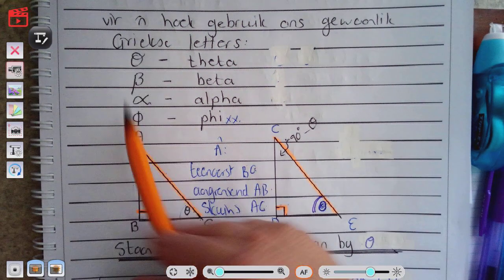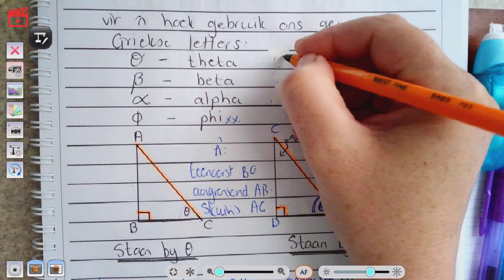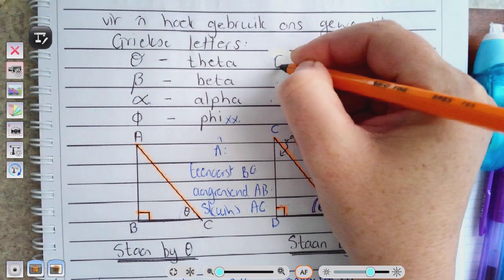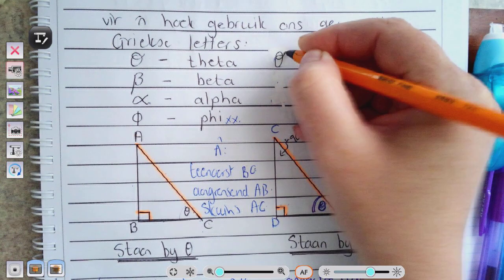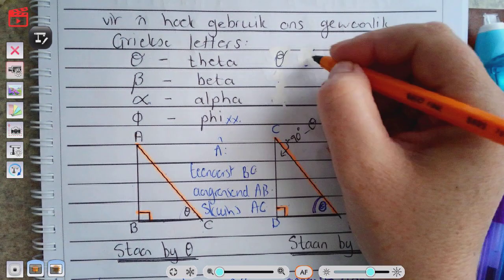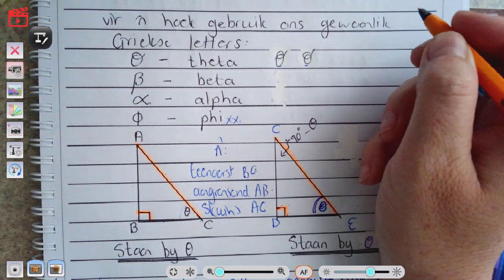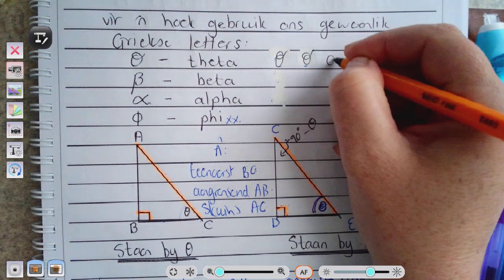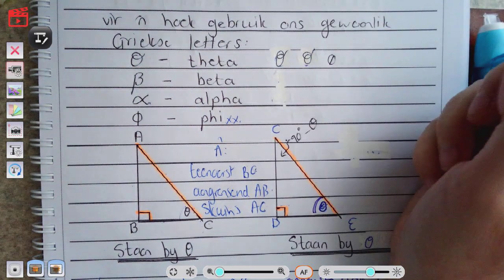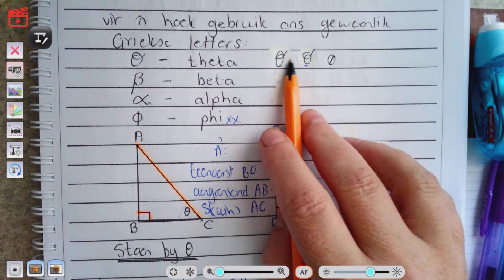To make a theta, the easiest way is to make a circle, but then you kind of mess up the top. Let's just do another one. And some people make a 0 with a line through, but we prefer something like that.